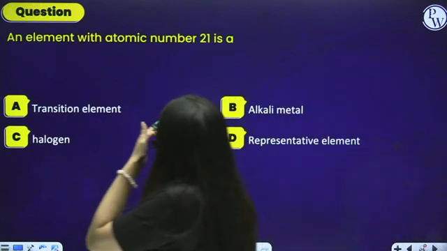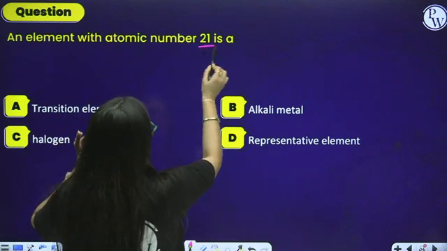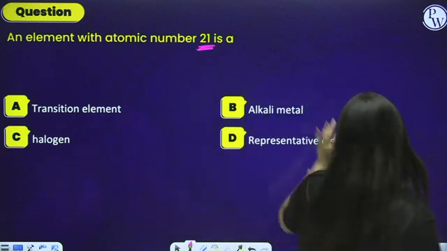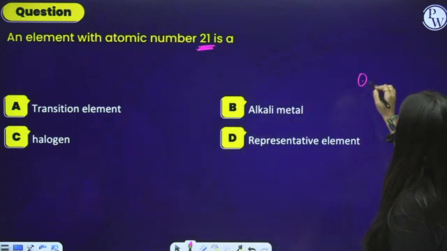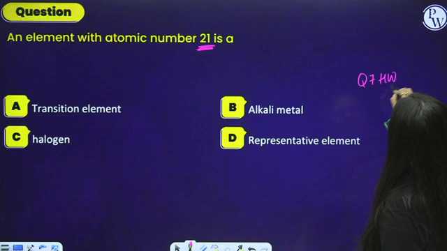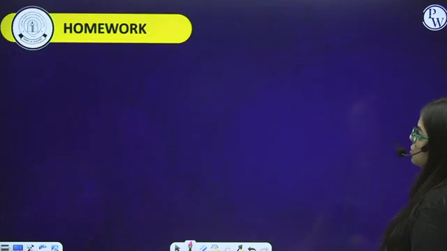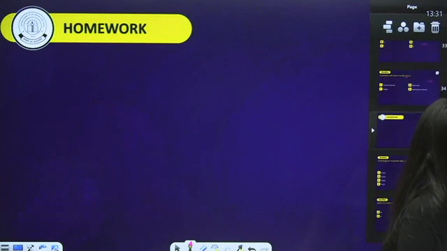An element with atomic number 21 is a, yes, everybody. Now this, I will let you know what the element's name is. Element's name is scandium. You have to tell me the answer. This is question number 7 as your homework. Clear? Okay, students. Now few more homework questions for you.